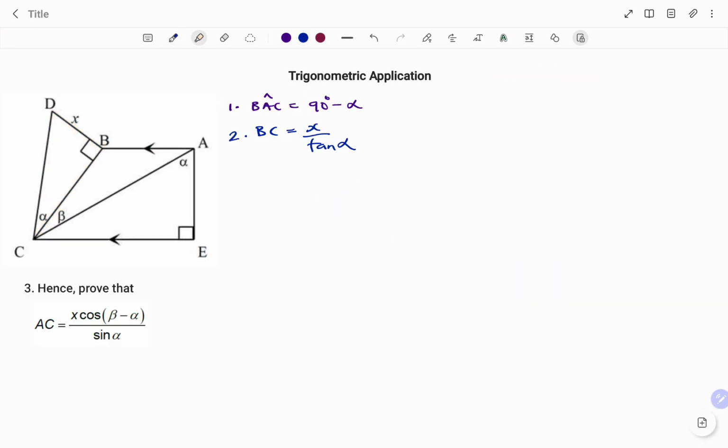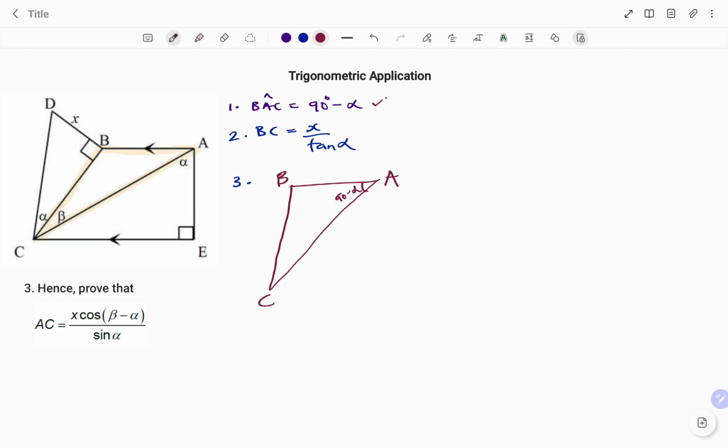The triangle I'm going to use for that is my triangle ABC as shown. If I draw that out here, I have question 3. The triangle ABC is angle BAC is 90 minus alpha as shown in the first part of the question. So I'm going to fill that up as 90 minus alpha.